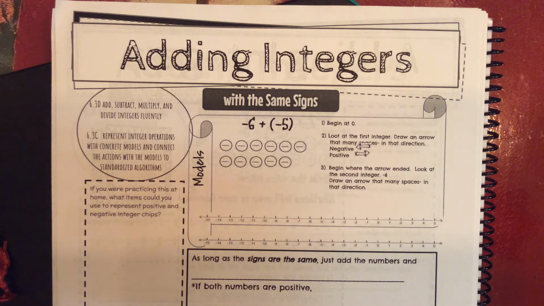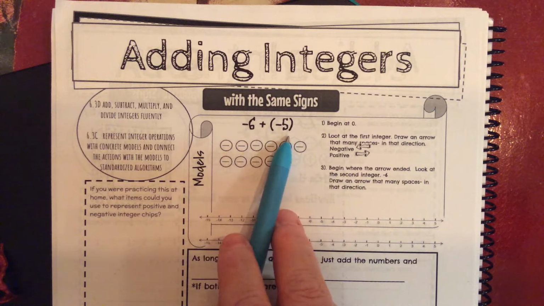All right, Rams, this video is about adding integers. And the first page here is adding integers that have the same signs. That means they're all positive or all negative. So our first example here says -6 plus -5.